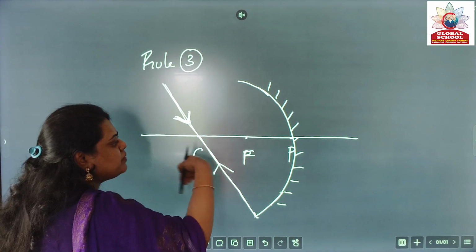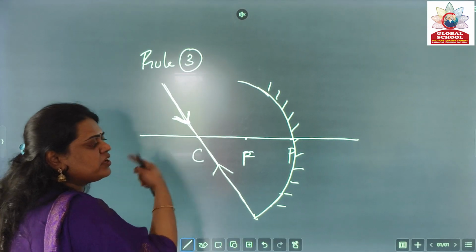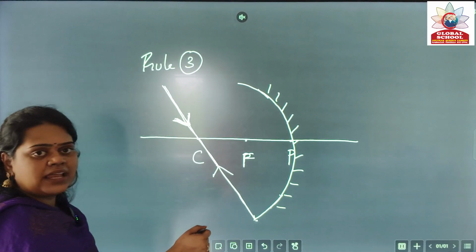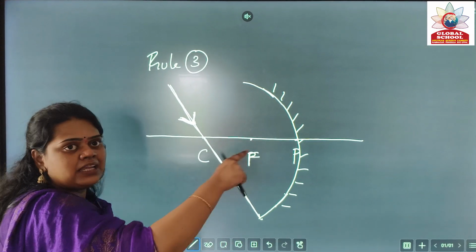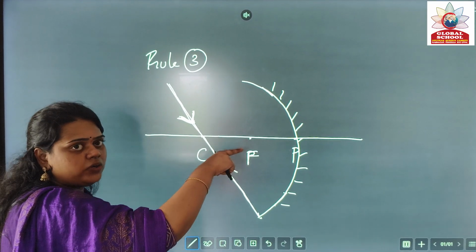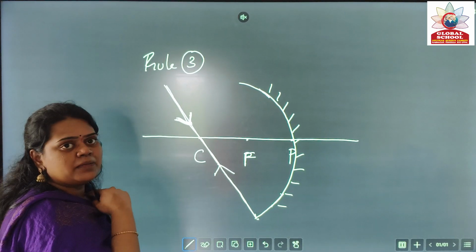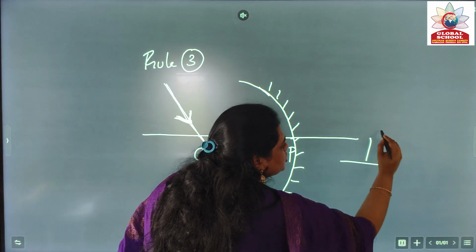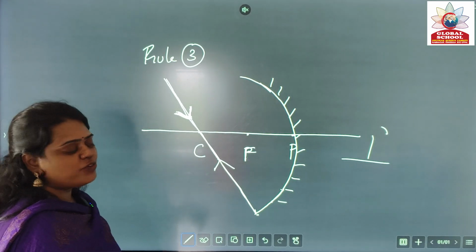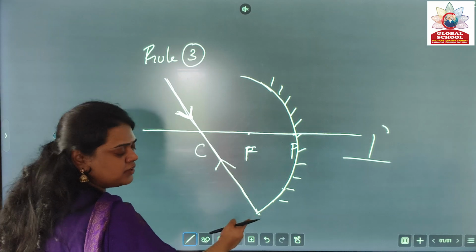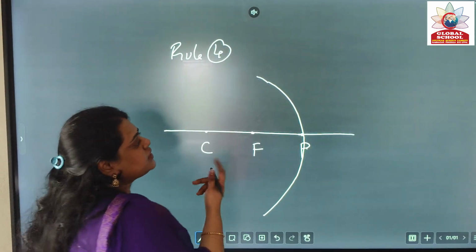Now what might be the reason why the light comes through the center of curvature and moves back along the same path? Because here the light ray is falling normally on the surface. It is not coming in a slanting position, nor horizontal or vertical, but perpendicular. In a perpendicular position, it touches the mirror, due to which after striking the reflecting surface, it moves back in the same direction. This is the last rule.